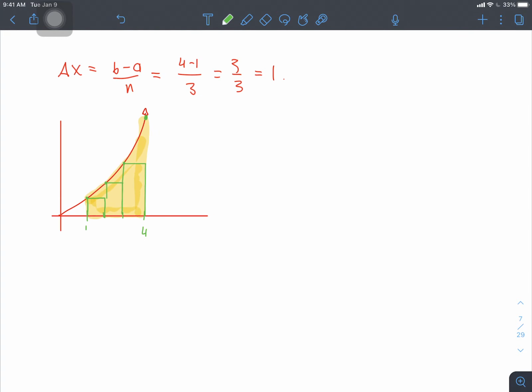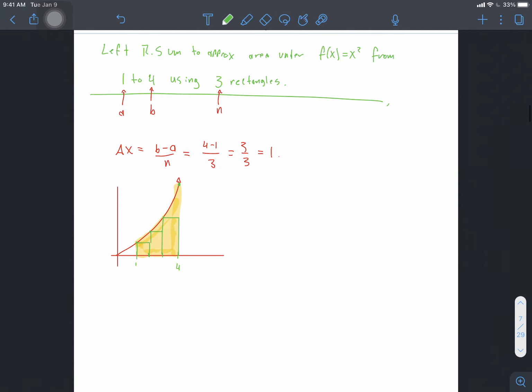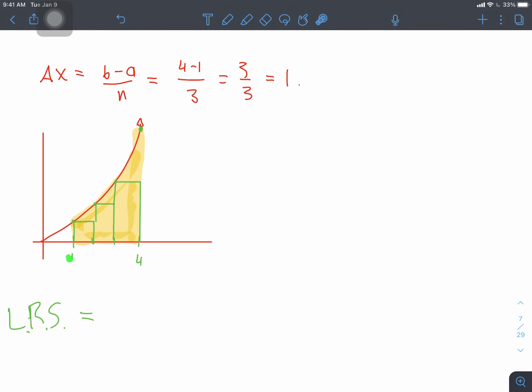So I think drawing a picture is always really helpful for this. If I want to actually find out what this Riemann sum is, all I have to do is take these areas and add them up. Well, the left Riemann sum is going to be equal to the height of the first rectangle times the width of the first rectangle. The way I get the height is I take the point on the left, which is 1, and plug it into the function. That's 1. So 1 times the width, which is also 1. So I get 1 times 1.